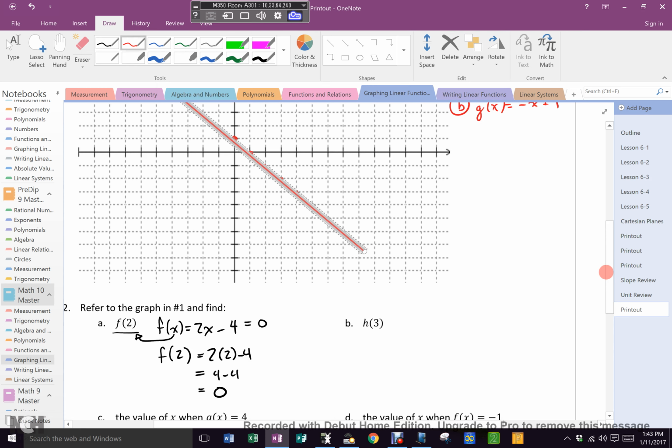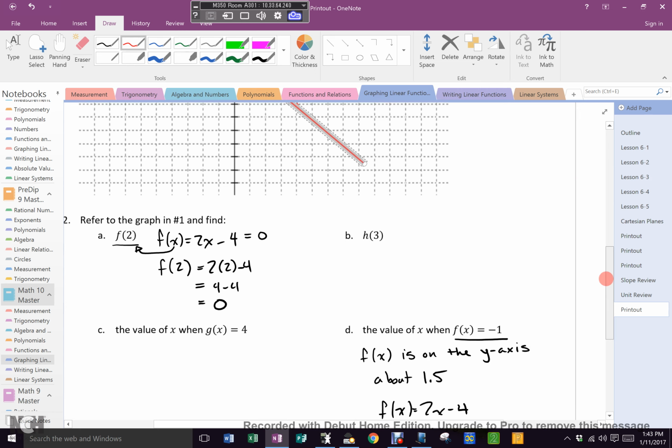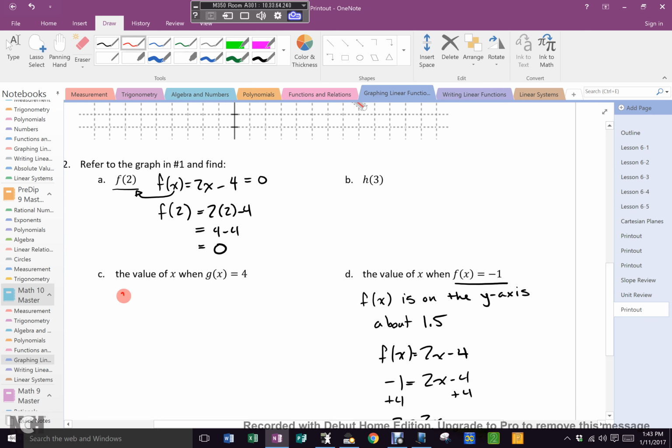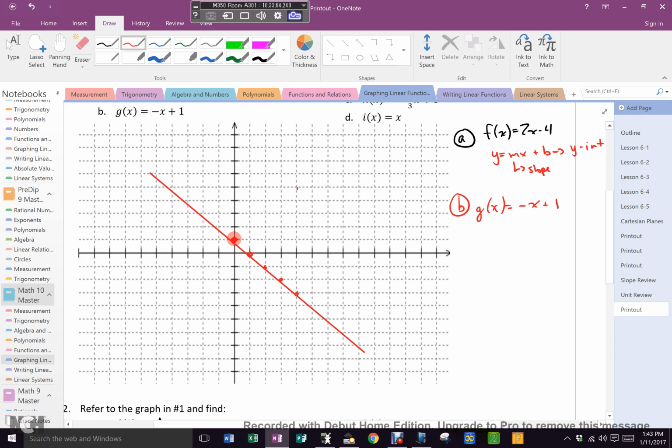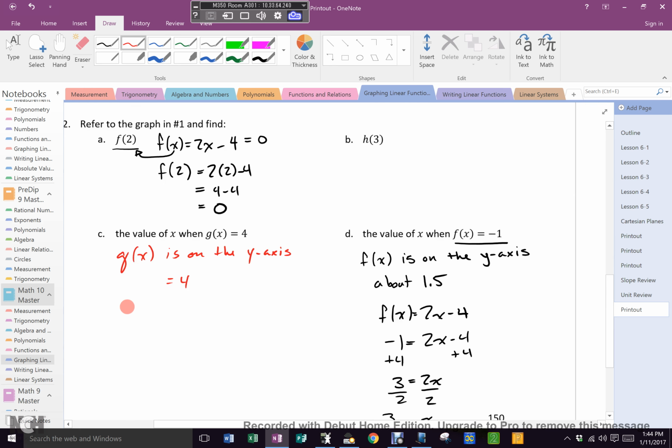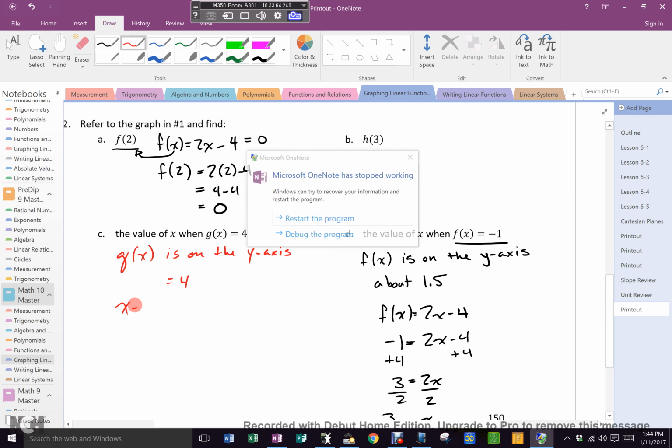So now I come down here, and I needed the g of x equaled 4. So the g of x is on the y-axis, and it equals 4. So I go up to my graph. 1, 2, 3, 4. There is 4. I go out and down, and I see that the answer is -3. So x equaled -3.